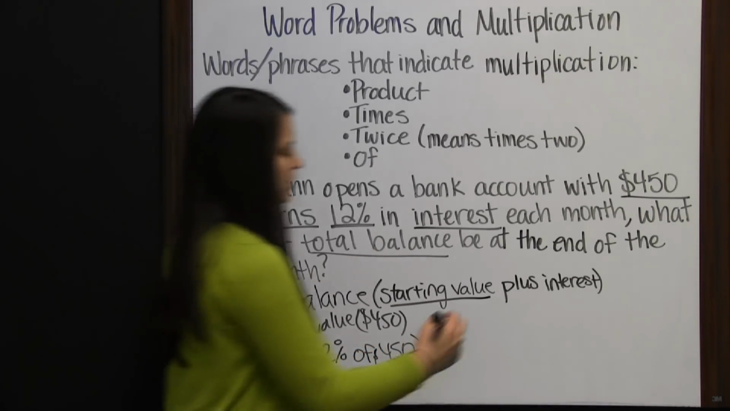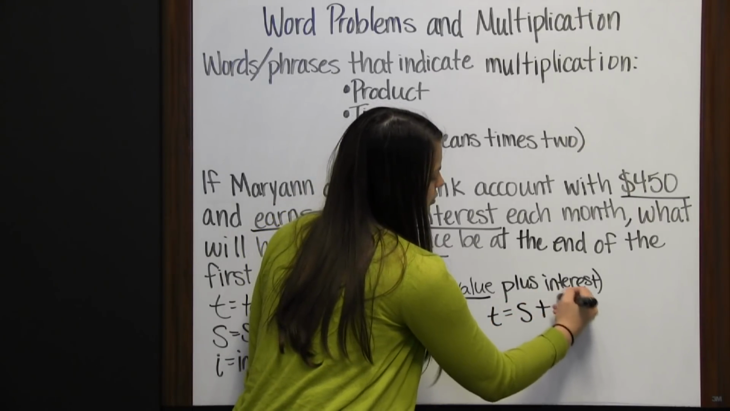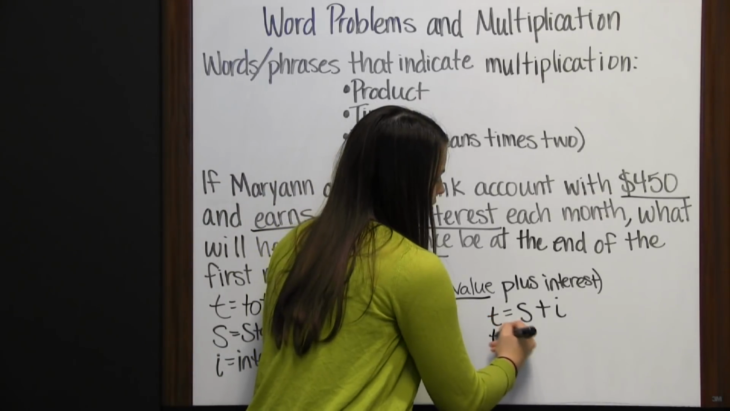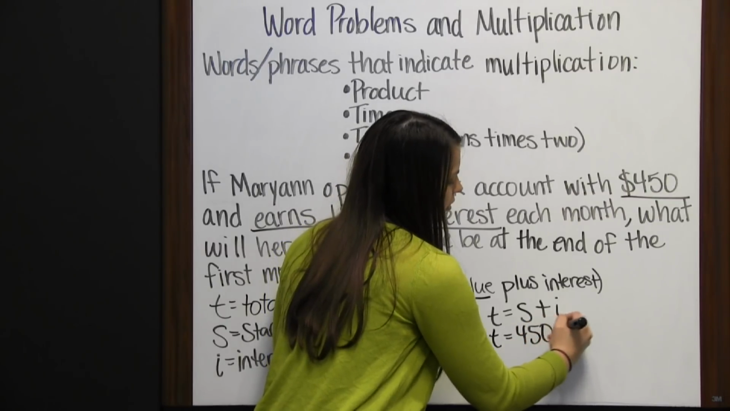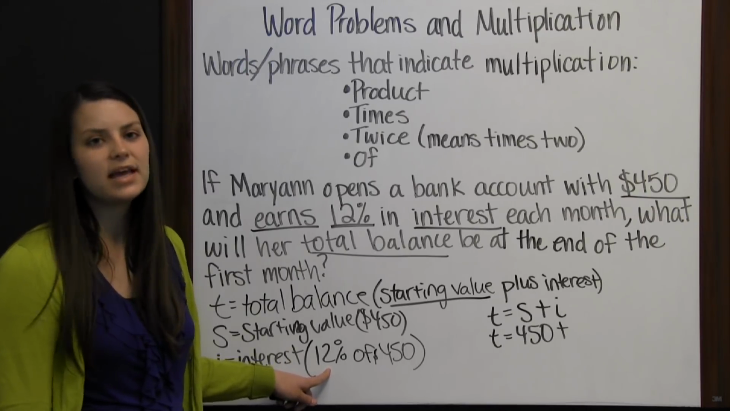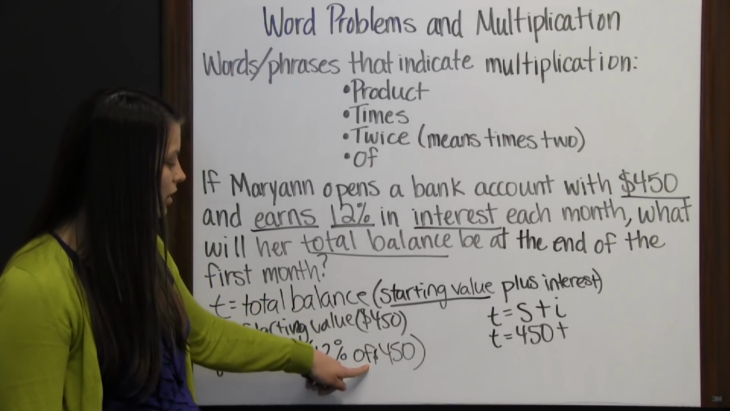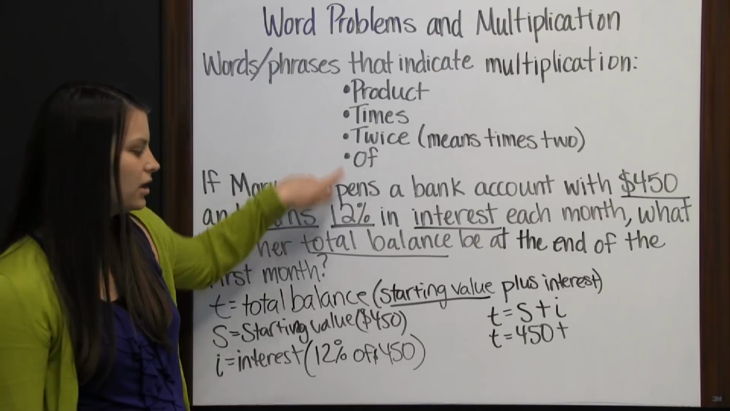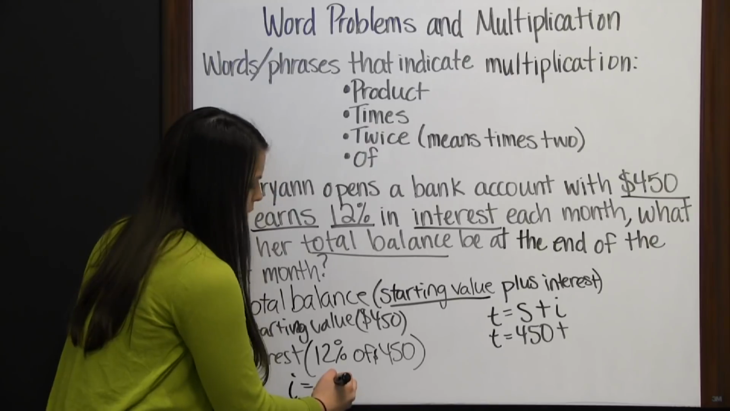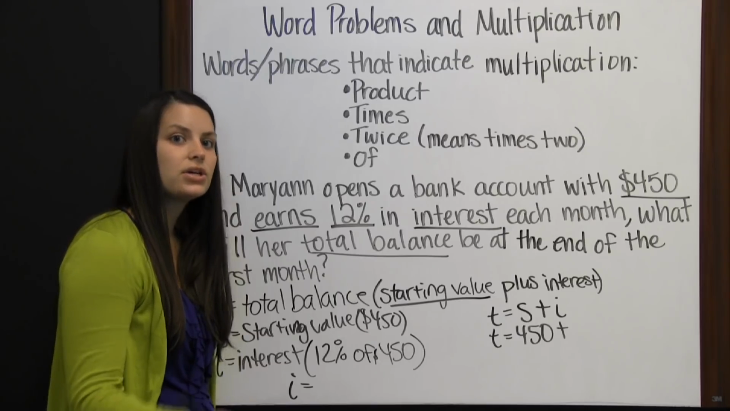Okay, so to find my total balance, I'm going to have to take my starting value and add my interest to that. And my starting value is $450. So my total balance is going to be $450 plus my interest. And my interest, we said, was 12% of $450. And there's one of those words that means multiplication. So in order to find my interest, I'm going to have to do 12% times 450.